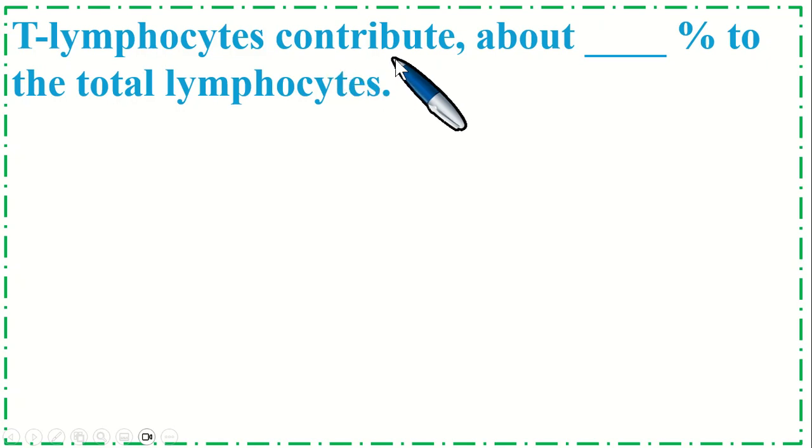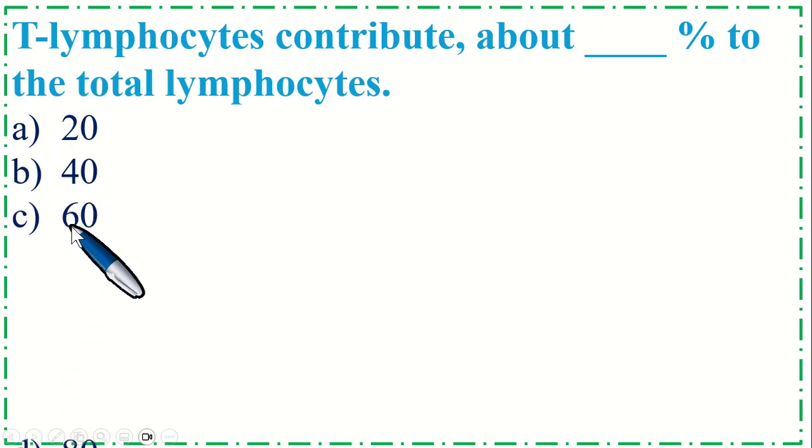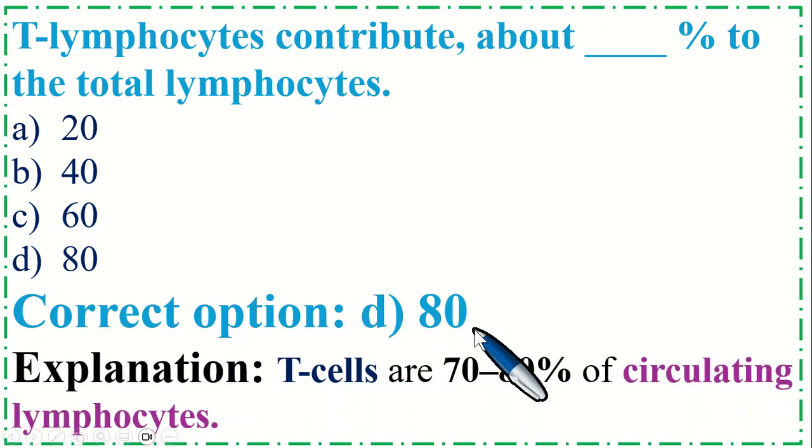T lymphocytes contribute about dash percent to the total lymphocytes. Option A, 20, B, 40, C, 60, and option D, 80. So the correct option is D, 80. T cells are 70 to 80% of circulating lymphocytes.